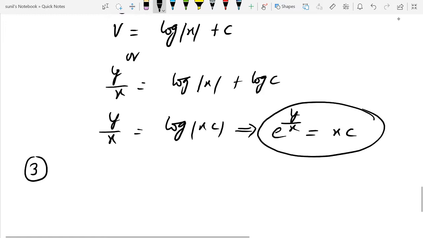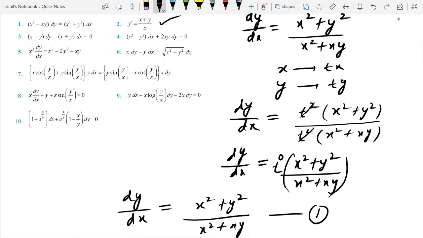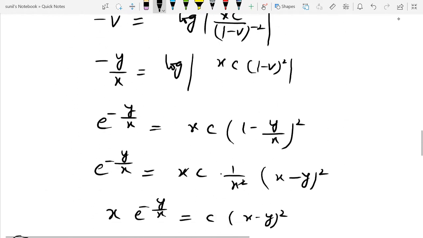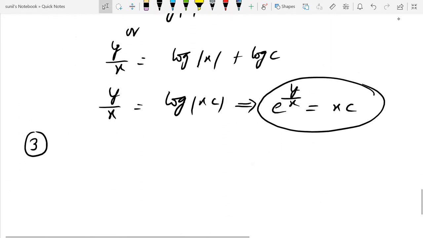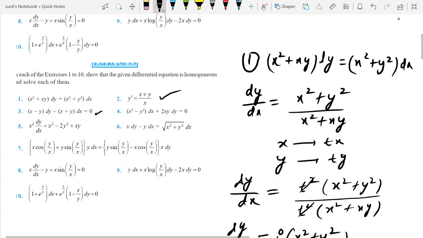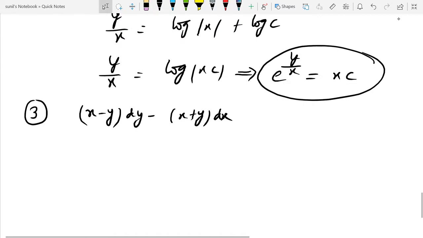Now see what is question number 3. Again, question number 3, you can see that x minus y dy, and let us consider how we are going to simplify it. It is x minus y dy minus x plus y dx. Again, let us verify it. Yes, same question. Now see how we are going to simplify it. Equal to 0. It is up to us again how we want to simplify it.